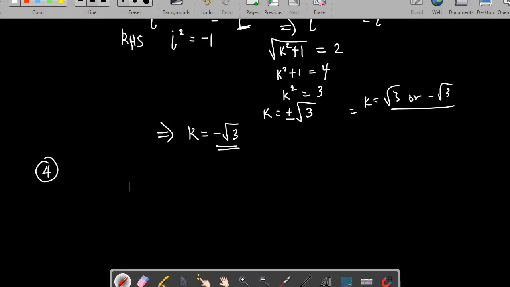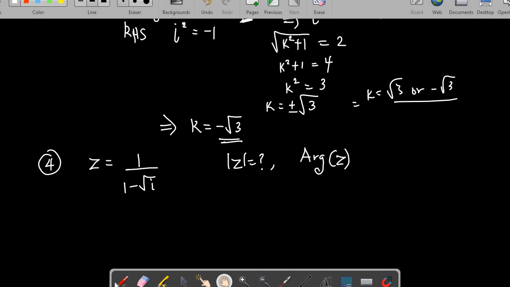The last question is saying that if you have z equals 1 over 1 minus root i, we have to evaluate the modulus of z and the argument of z likewise. Now for us to do that, you must first understand some principles. This denominator you have here is the issue we have. Root i is a problem. Why is this a problem?